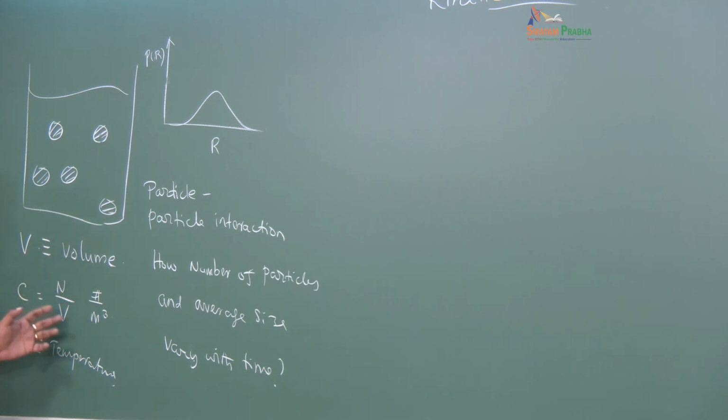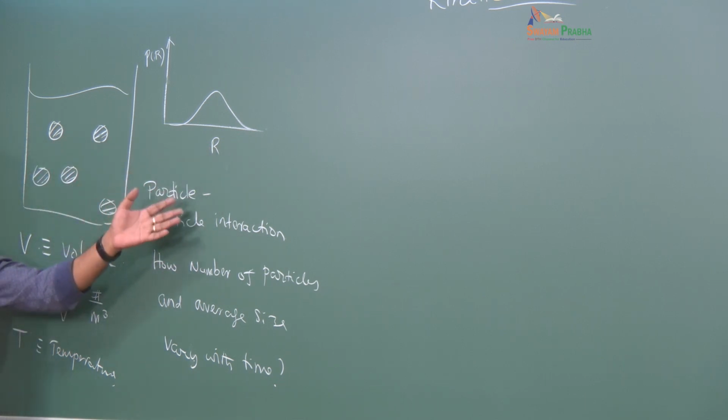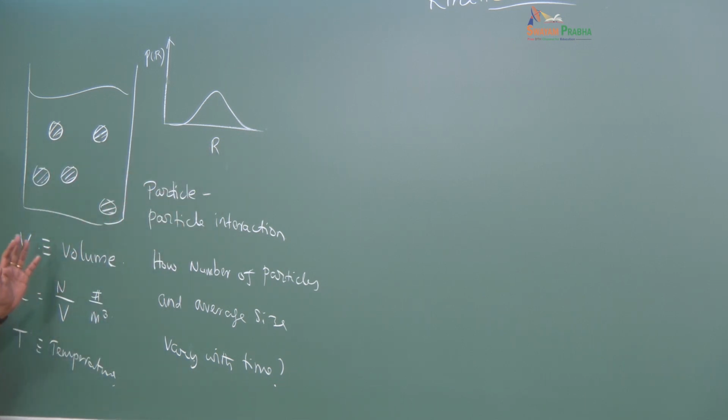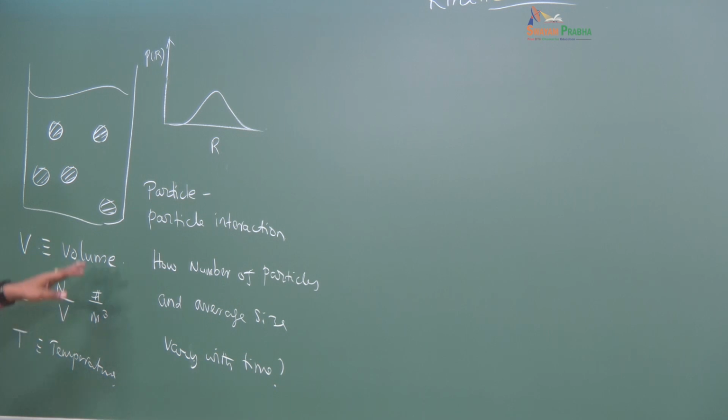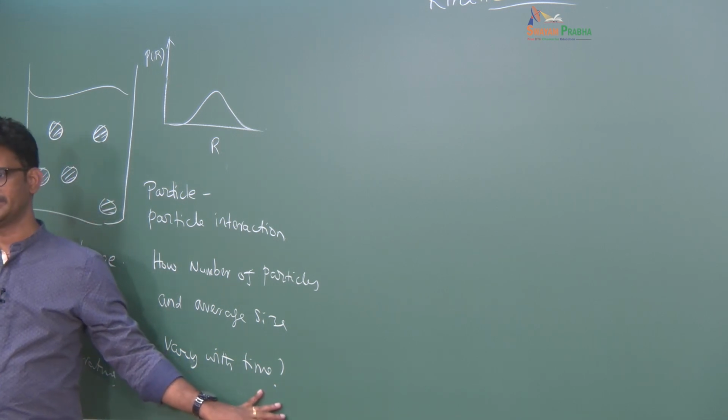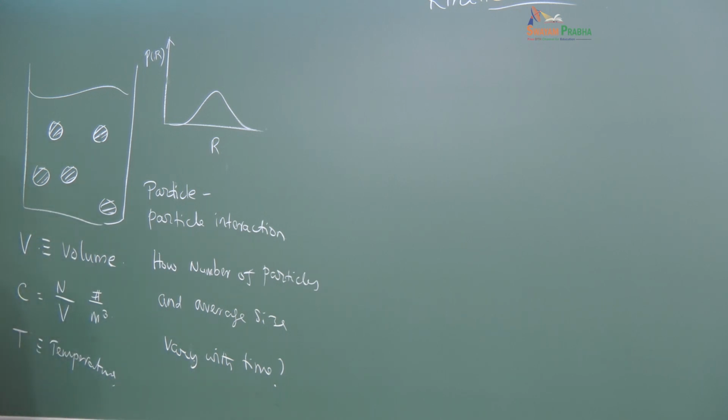So I have a starting concentration C in a volume V with an initial distribution and interparticle interactions defined. What would be the fate of this dispersion? How will the number of particles change, because the particles may undergo coagulation? That means two particles coming together becoming one. And because the number is coming down but the volume is conserved, the average size will increase. So what is the nature of this problem? That's what we want to solve.